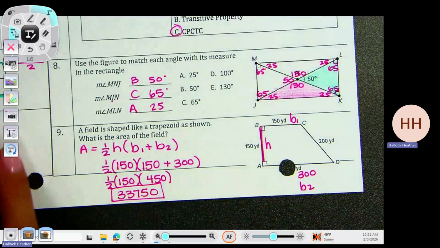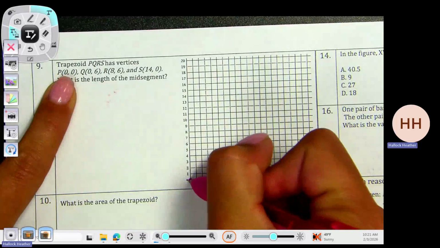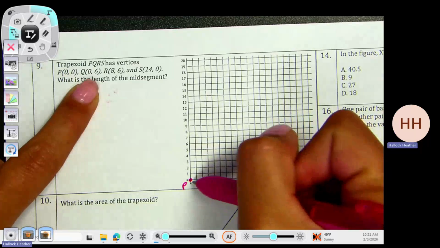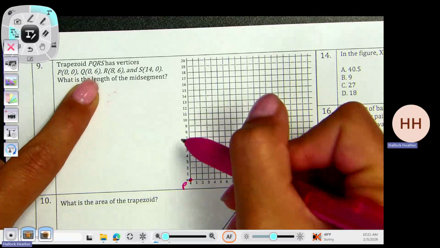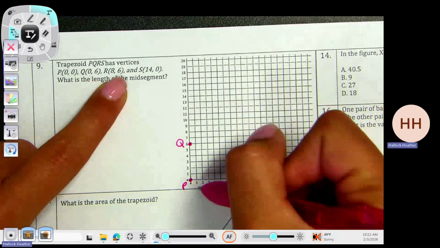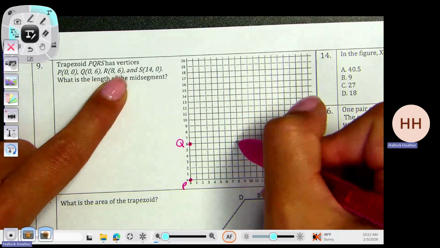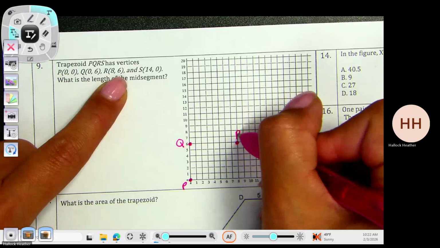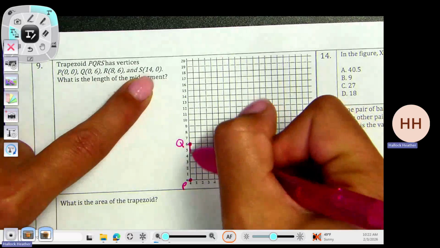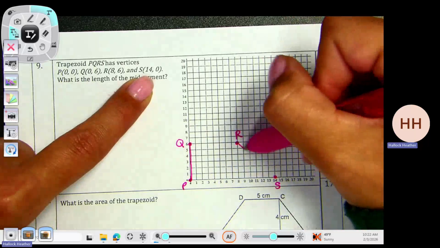On the back, it says you have a trapezoid. A lot of people are plotting your points wrong, so that's where you're going a little wrong here. 0, 0 is here. 0, 6 is here, over 0 up 6. So that's Q. R is 8, 6. And then S is 14, 0. So if I connect them, it makes a trapezoid.